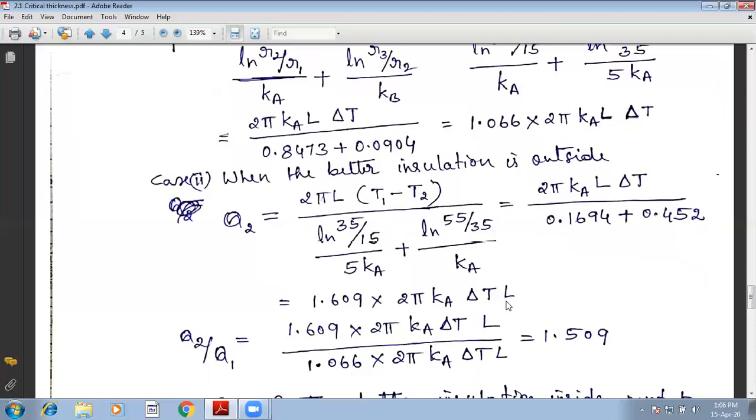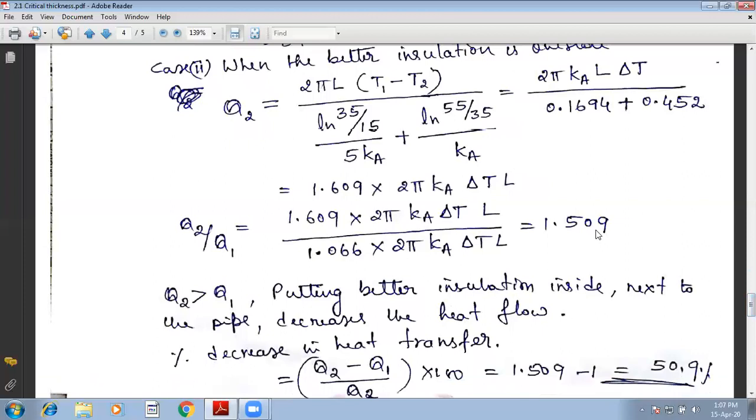Now if you take Q2 and Q1 from the numerical, this term is common over here as well as over here, and this magnitude is greater than 1.066. Hence, Q2 by Q1, if you do, you will be getting 1.509. Now in second case, we are getting more heat transfer. So Q2 is more than Q1.